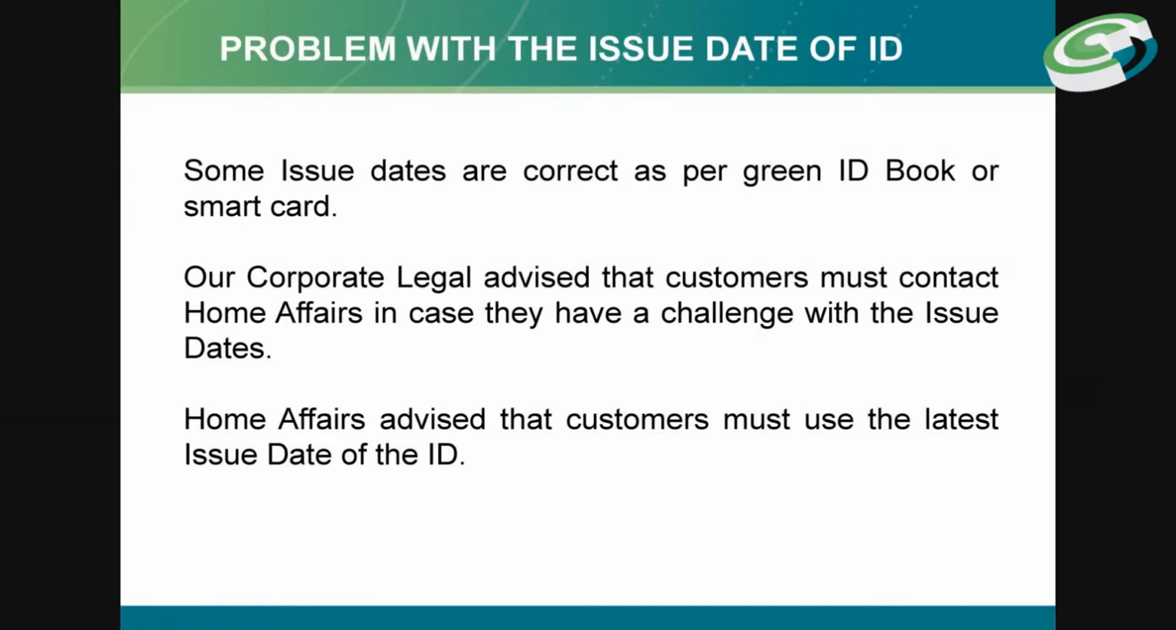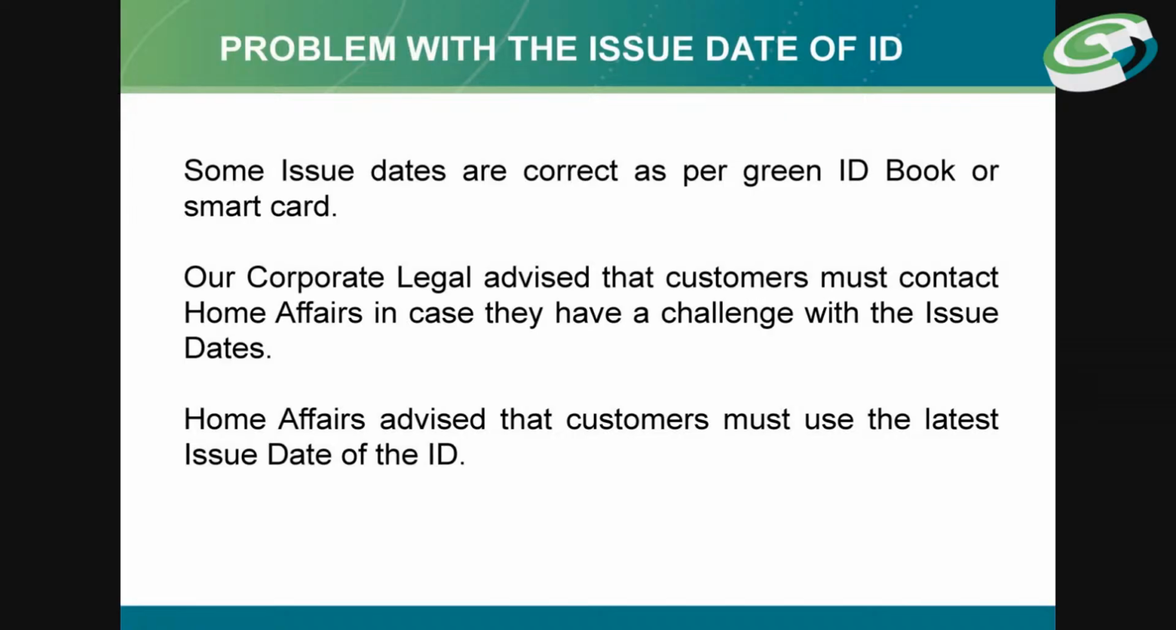So this is the way you can now access the certificate from the system. The other challenge that we have with the director amendment is the issue date of the ID. As you can see, the ID copy has the issue date, and when you are verified, you will be required to insert the issue date in the system. Some of the issue dates are correct as per the ID or the smart card, but sometimes you find that the system doesn't take the issue date.